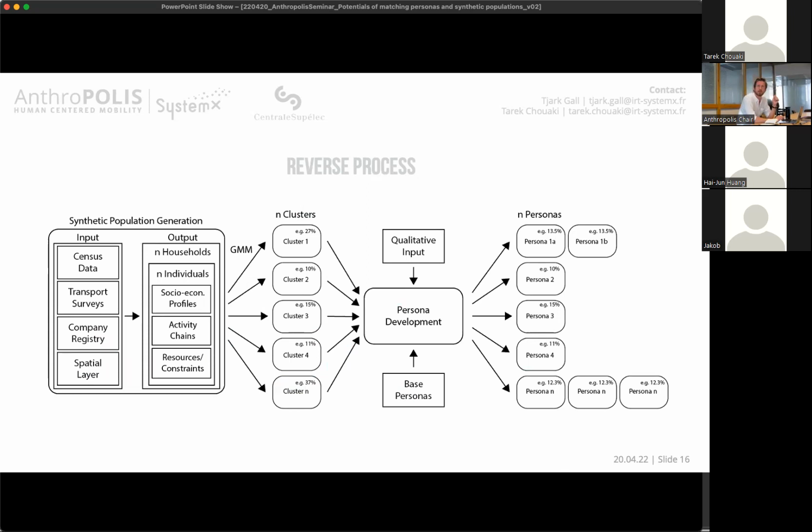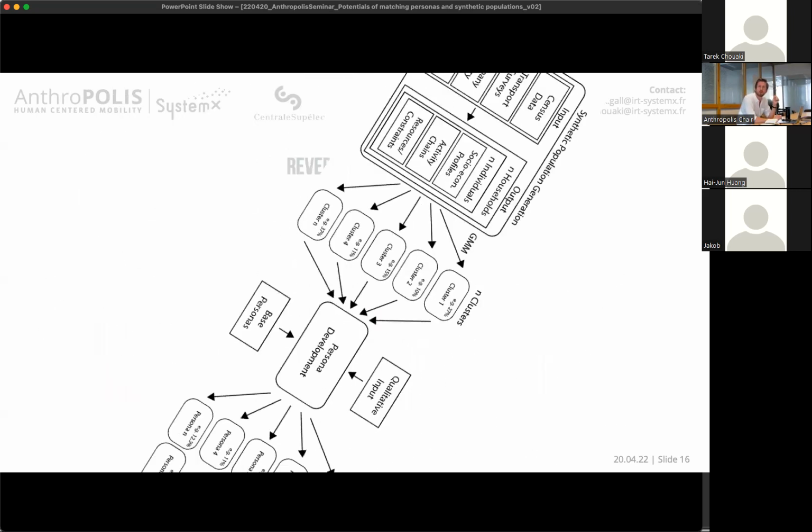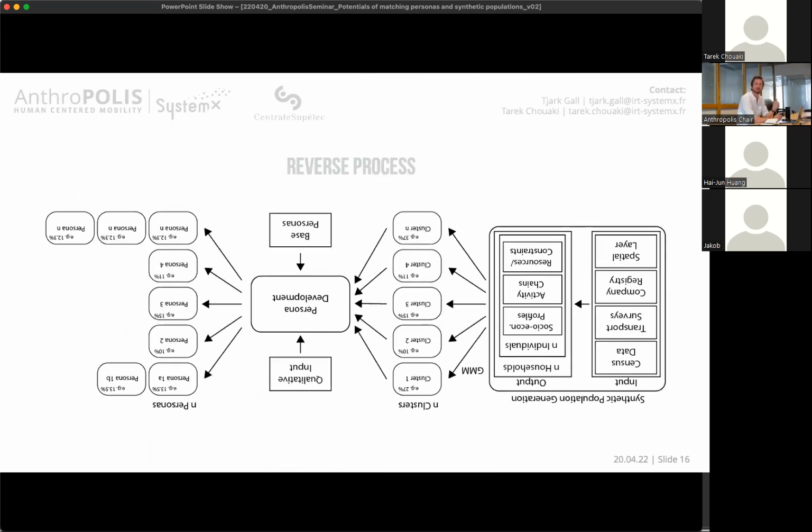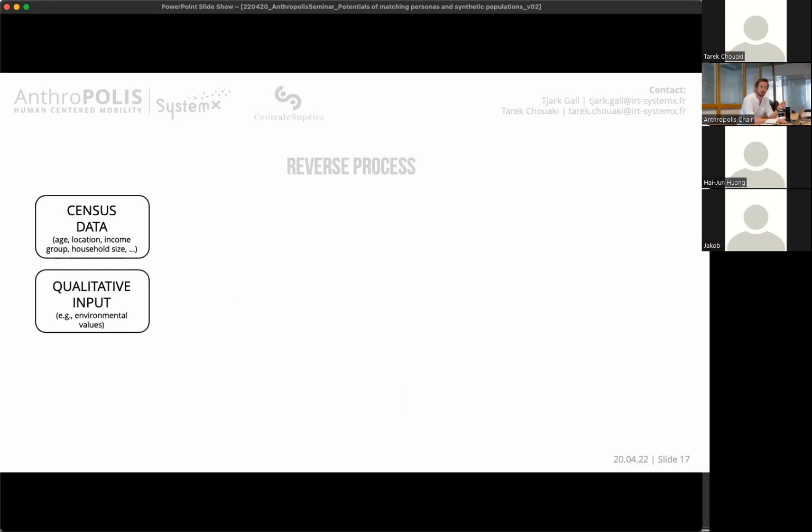The second part is the reversing of the process. So this is what we mentioned. We started the easy way, more or less. We started with the synthetic population and went to the personas. But now, while doing that, we realized that using the personas in order to supplement the synthetic populations might be quite interesting as well.